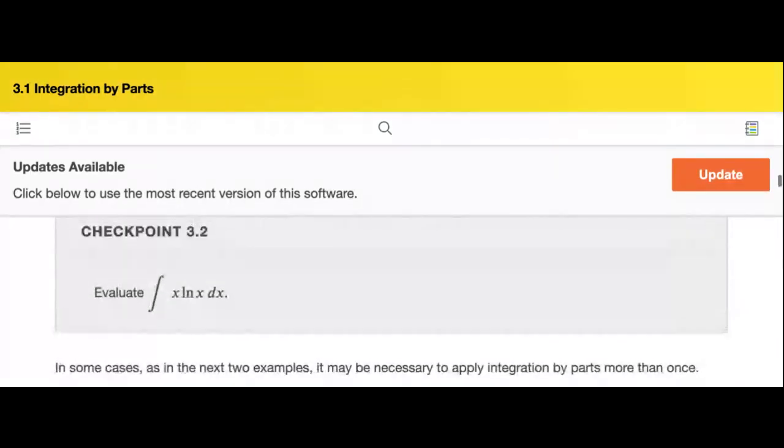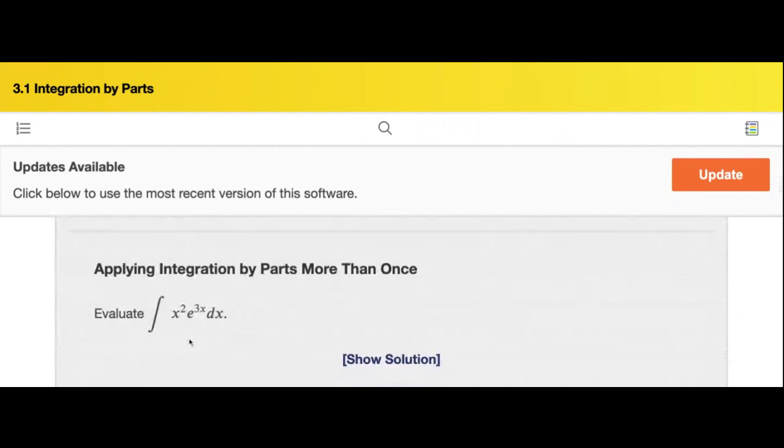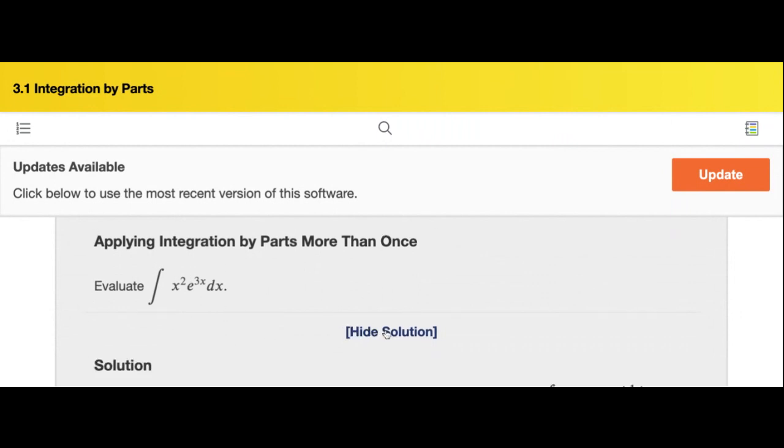Okay, let's try this one: x ln x dx, anti-differentiate. Oh, I'm sorry, it's time. All right, so you may try this on your own, and also this one. Sometimes we need to apply integration by parts a couple of times. Okay, couple of times. So let's see this one.